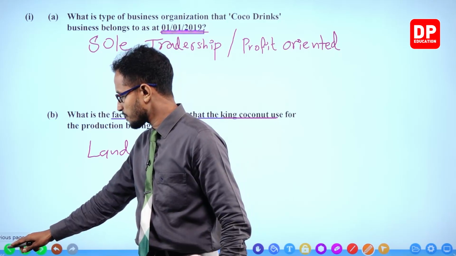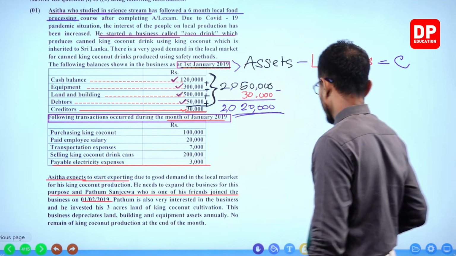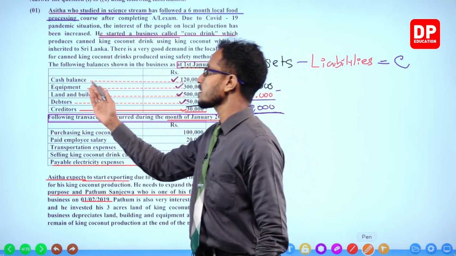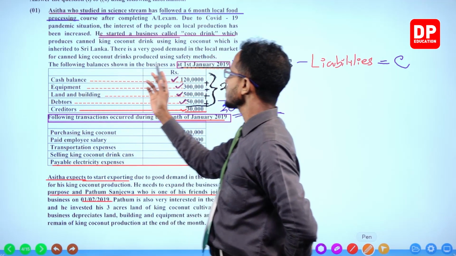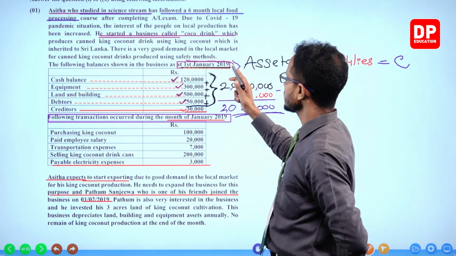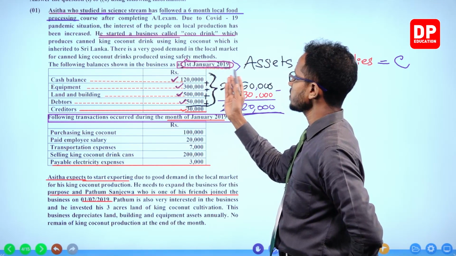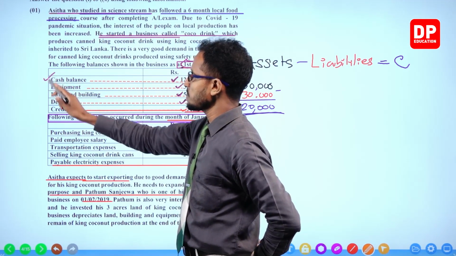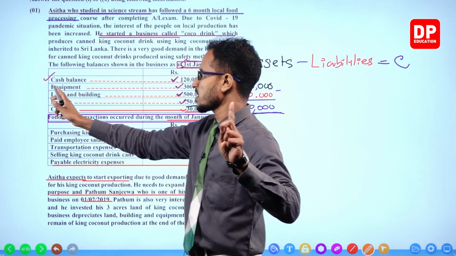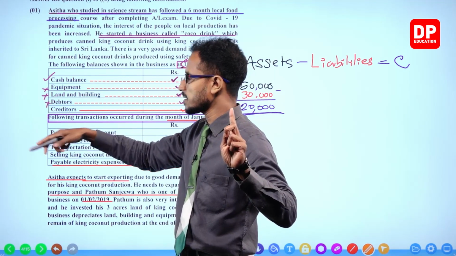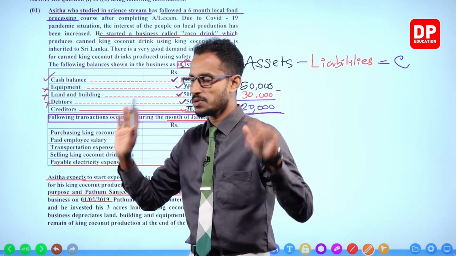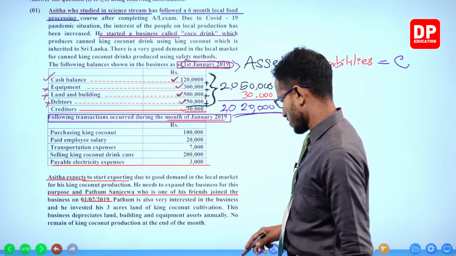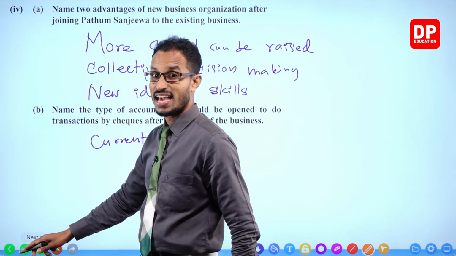First of all, we'll take that. Because I noticed there is a cash balance as at 1st January 2019, under assets. First take the cash balance. Don't take anything else, not equipment, land and buildings, debtors, nothing. Only the cash balance we need. Take the cash balance, 12 lakhs. Let's put it into our cash book.